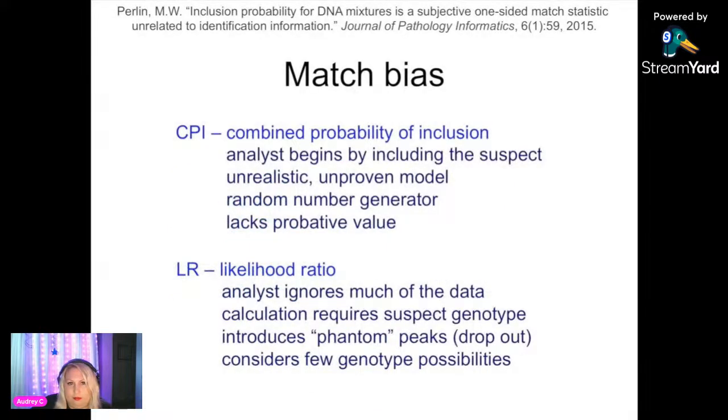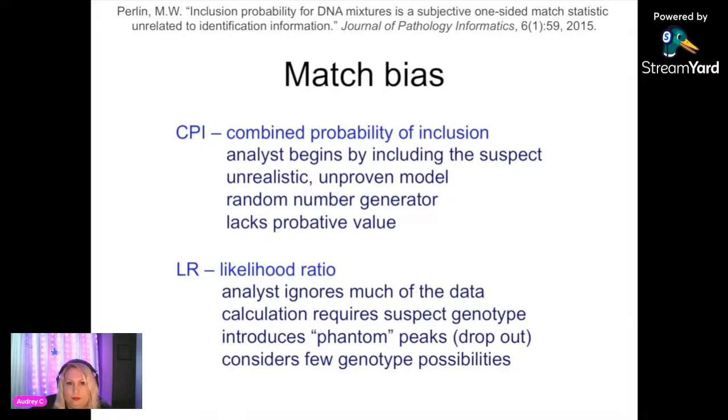There is also a match bias in DNA mixture interpretation that occurs at the level of calculating a statistic. With a combined probability of inclusion, or CPI, an analyst begins by first including the suspect, having already modified the data. CPI has an unrealistic, unproven model, and as shown in the paper above, published in the Journal of Pathology Informatics, CPI is a random number generator that lacks probative value.